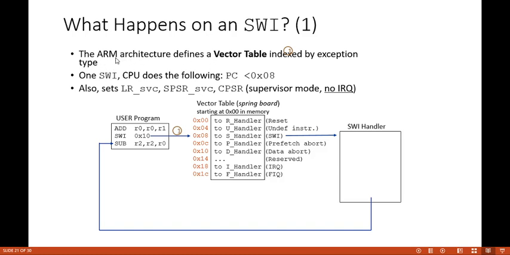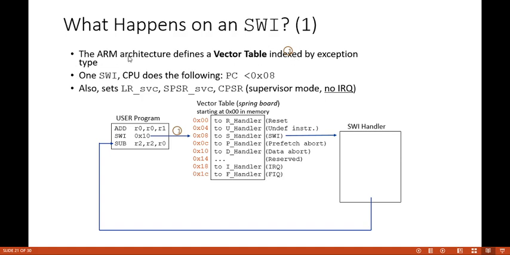When this instruction executes, the ARM architecture first defines the vector table. What is a vector table? The vector table is that part of the memory, as shown here, storing the addresses of all the interrupt handlers. Whenever the instruction is executed, it will pick one address from this table and go to that handler. So what is a handler? A handler is nothing but a code, a subroutine related to that particular SWI, software interrupt.